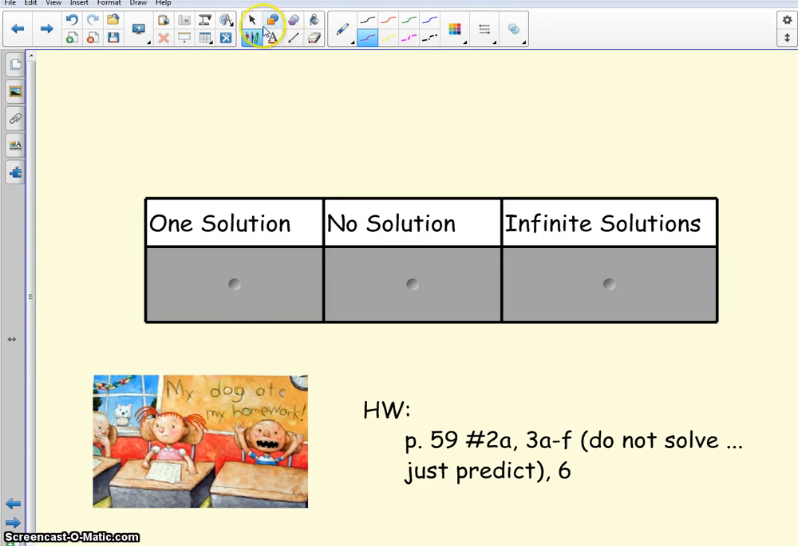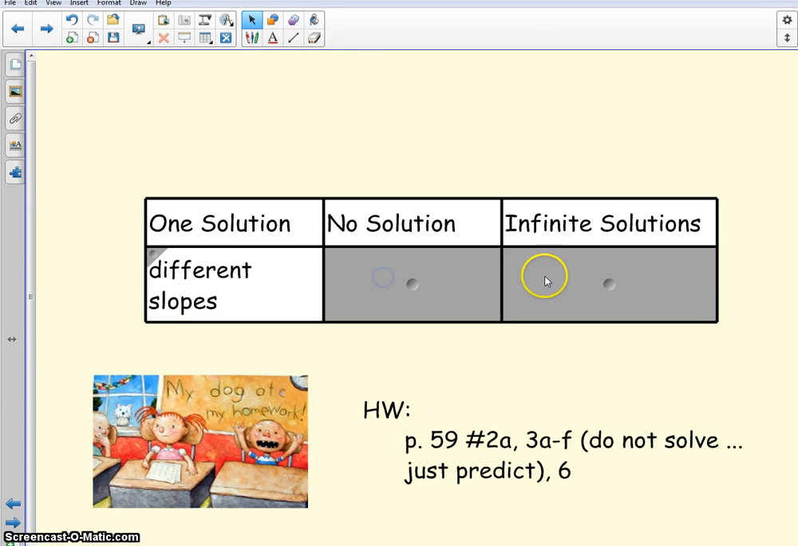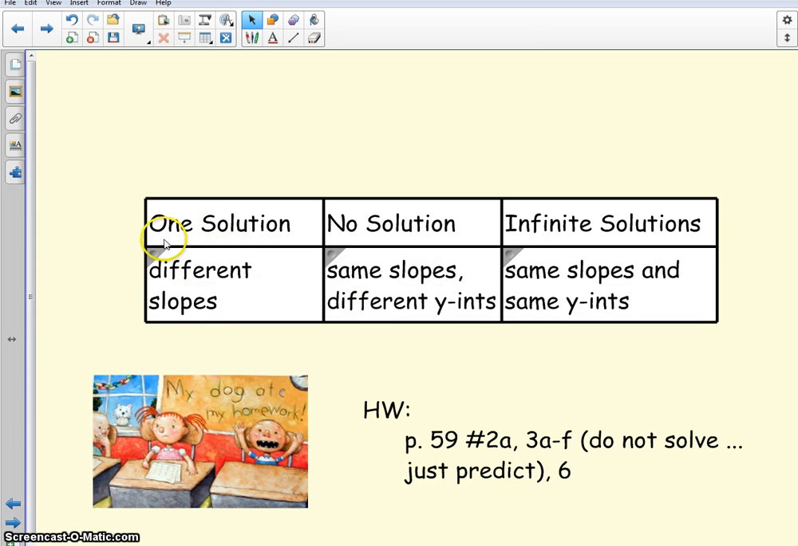So that just about covers it. Just to summarize here, if there's going to be one solution, all you need to look for is that there are different slopes between the two lines. For there to be no solution, you have the same slope but different y-intercepts, and infinite solutions will have the same slope and same y-intercept.